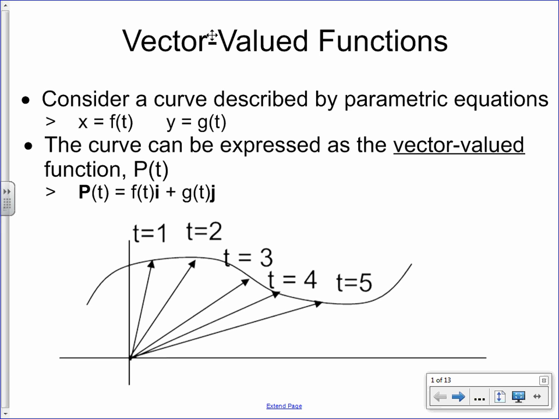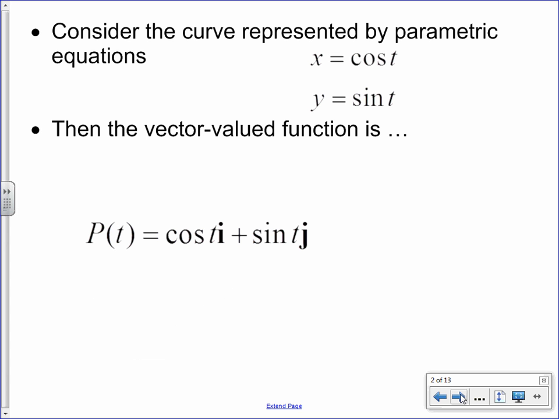That P of t would be the name of the vector valued function. So if we have parametric equations, x equals cosine of t, y equals sine of t, then our vector valued function would be cosine t i plus sine t j. We can write it as one equation, but the vectors are telling us where to go.